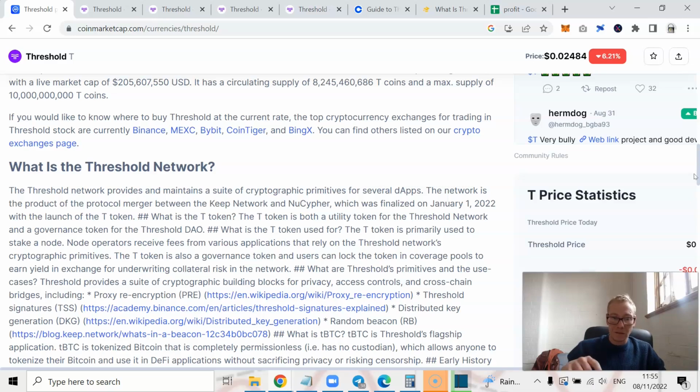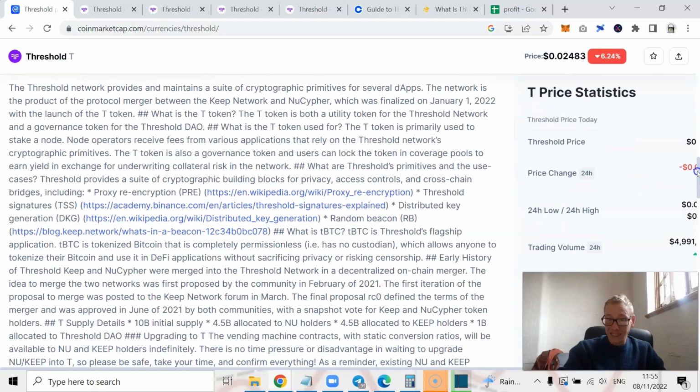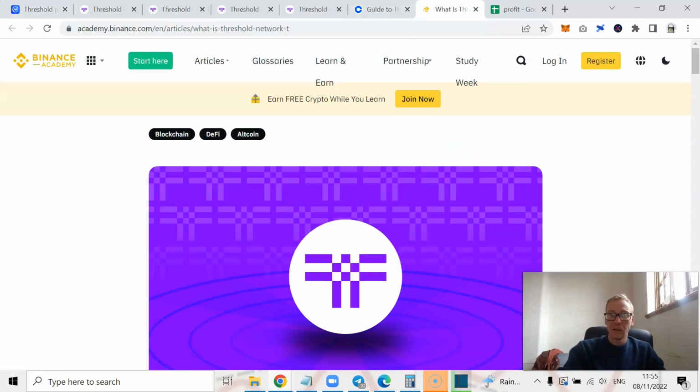All that means is basically that Threshold has built effectively a suite that provides cryptographic building blocks for privacy and for cross-chain bridges. And a lot of the DeFi protocols in particular will want to end up using Threshold because it's well positioned in terms of what they're offering compared to some of the infrastructure that's currently in place.